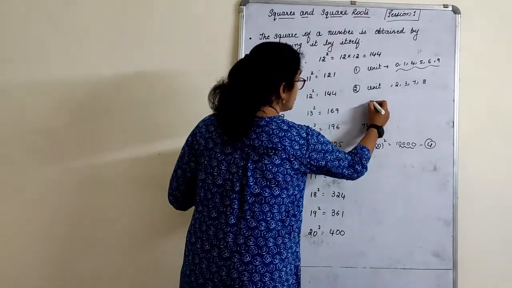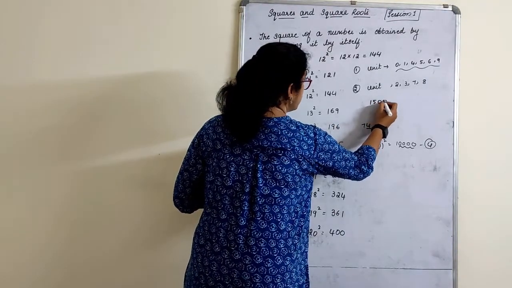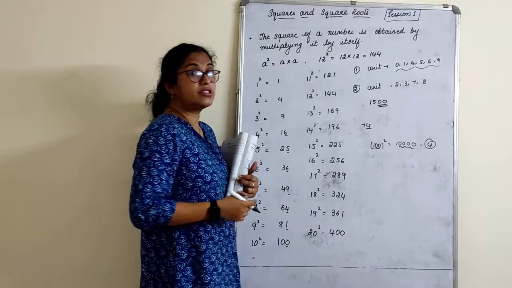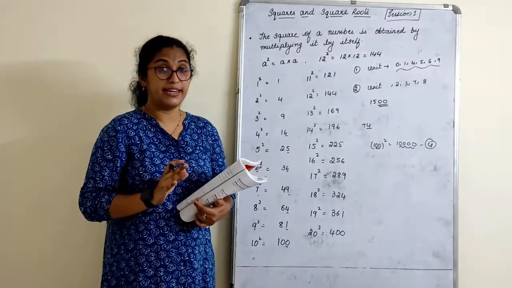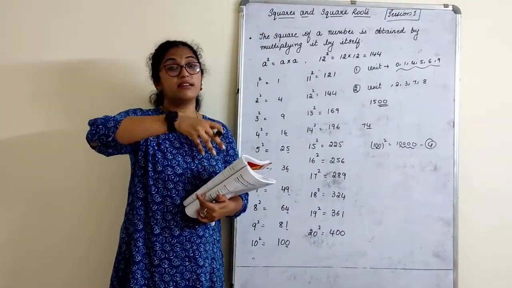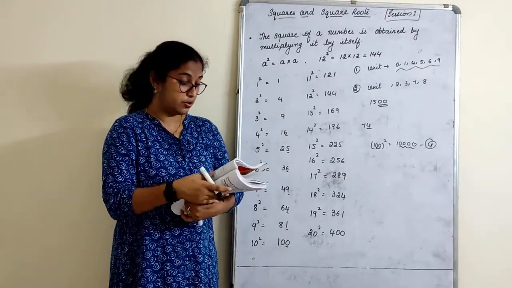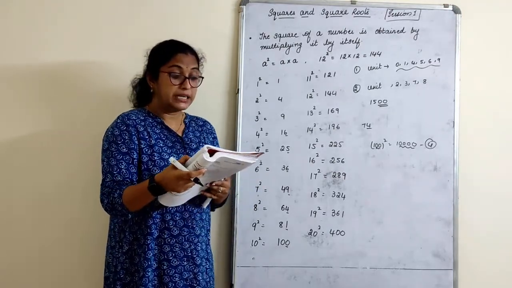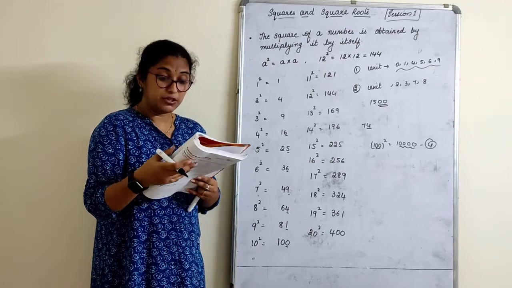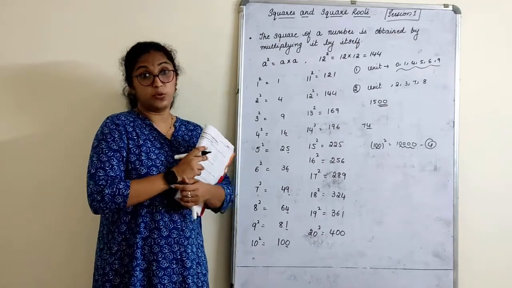Suppose I write here 1500. Since there are 2 zeros, is it a perfect square? It should lie in the condition of a perfect square; then it will have an even number of zeros. A number ending with an odd number of zeros is never a perfect square.